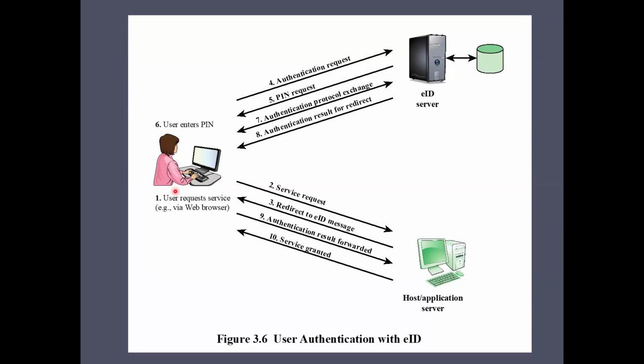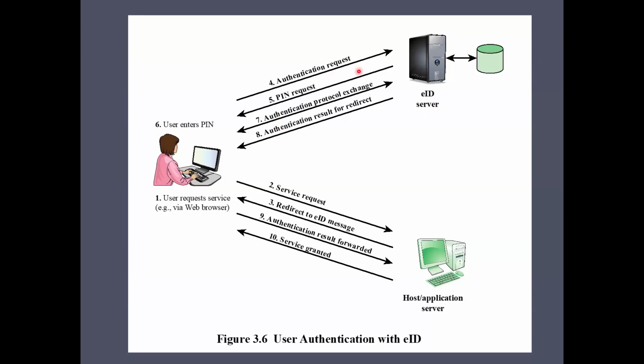The user would contact or request that service via a web browser, because we're talking about online use. You can say requesting or accessing. So there's a service request being made by the user in step 2. Then in step 3, the hosted application will redirect to the EID server. This EID server is kind of like an active directory. It contains all the information we have about the users, similar to a hash file analytics directory.